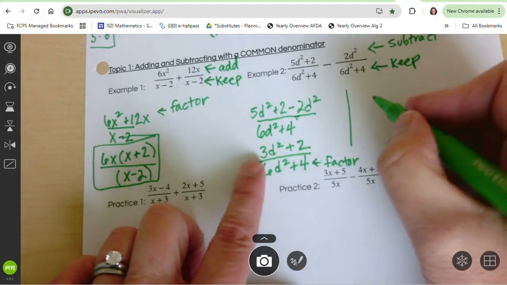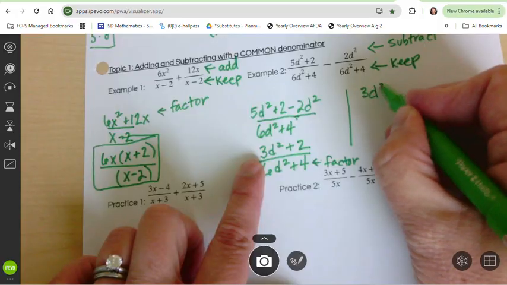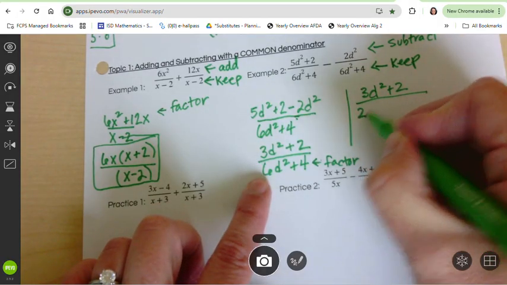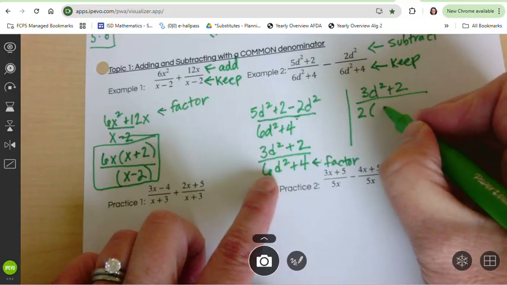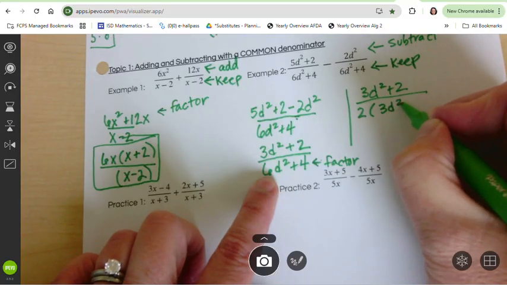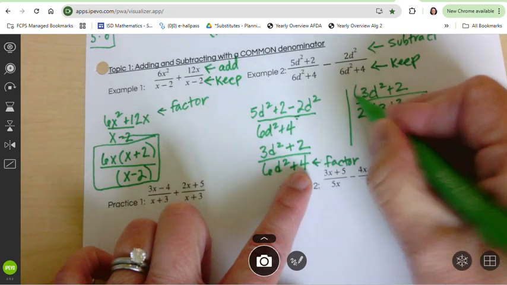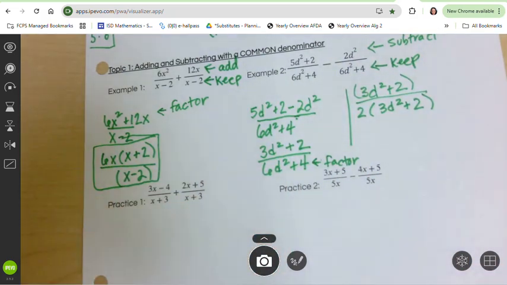So, this one stays, 3d squared plus 2. This one I factor out the 2. 6d squared divided by 2 is 3d squared. 4 divided by 2 is 2. So now notice I have the same thing in the numerator and denominator.